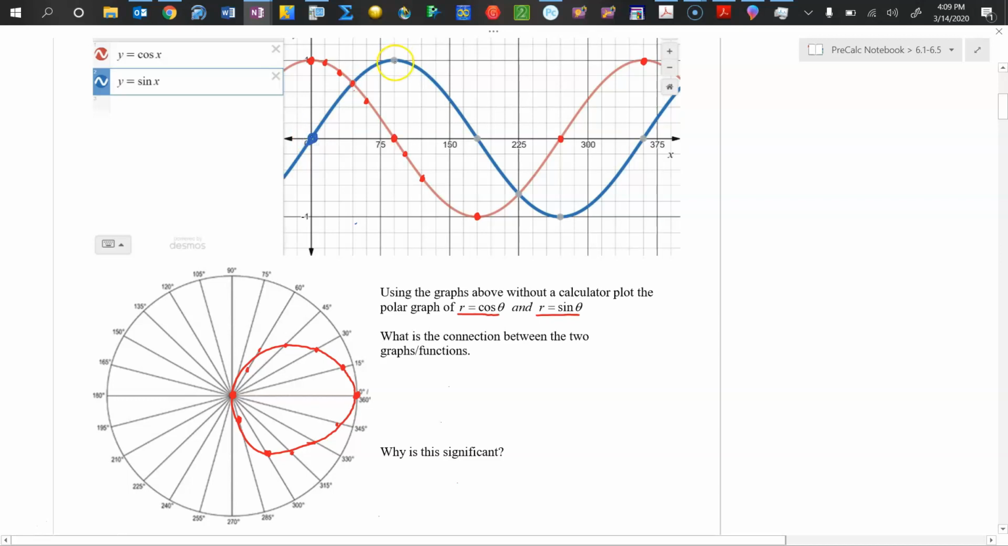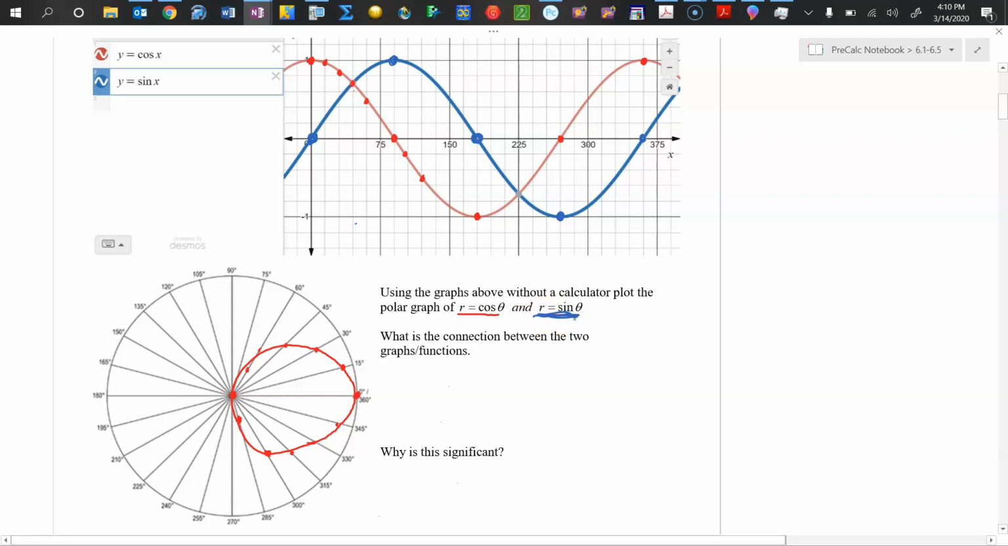At 90 degrees, the sine of 90 is 1. At 180 degrees, the sine is 0 again. And at 270 degrees, the sine is -1. And when we're back at 360, the sine is 0. So we're going to use those points to help us plot r equals sine theta. R is equal to sine theta.